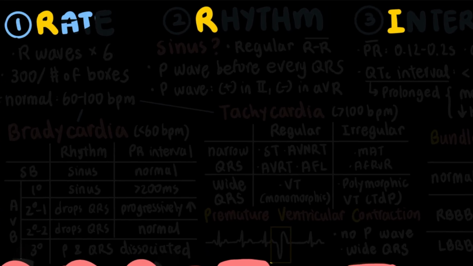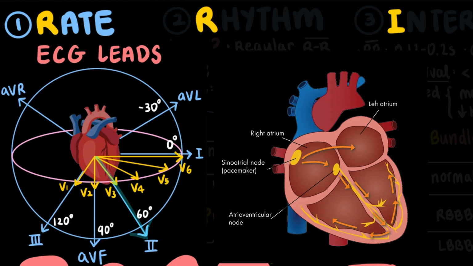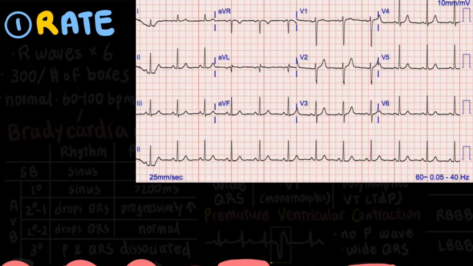We start with R for heart rate. We typically examine lead 2, since it aligns with the heart's natural electrical impulse, which travels from the upper right atrium downward to the left. There are 2 common ways to estimate rate.